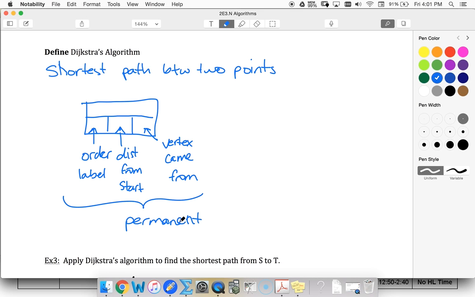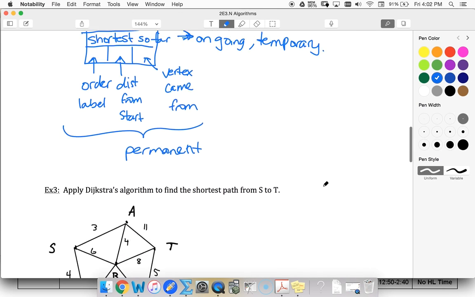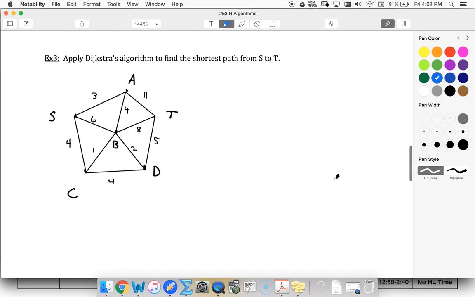So I only find these after I've found my shortest distance of my temporary label. This is my shortest distance so far, and this is going to be an ongoing list. And it's temporary. So it's easier to explain when we have an example. I'm going to look at example 3 here.